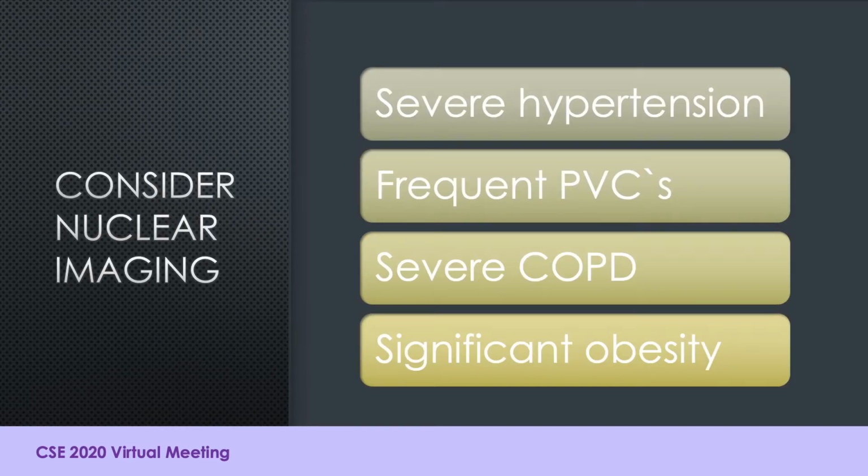One may consider nuclear imaging if one has severe hypertension, frequent ventricular ectopy, which would make it a challenge trying to digitally acquire the images, a loop, patients with severe or advanced chronic obstructive pulmonary disease, or significant obesity.